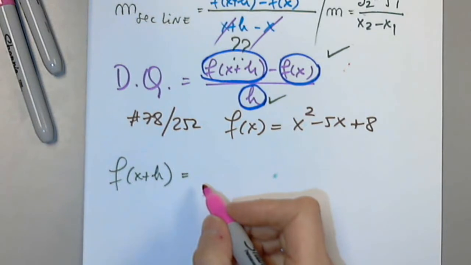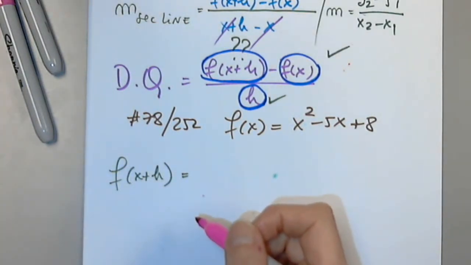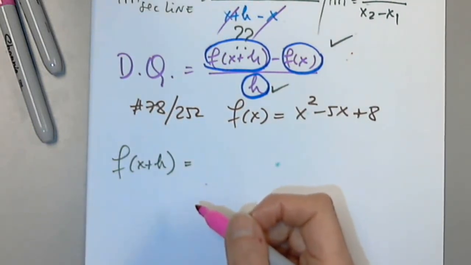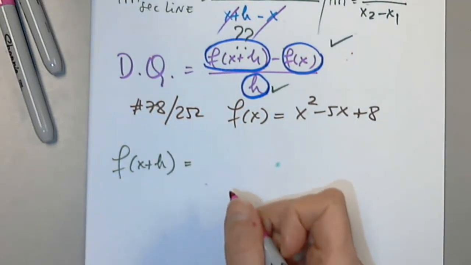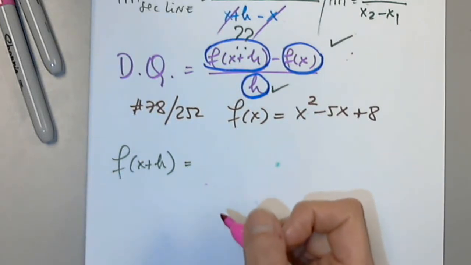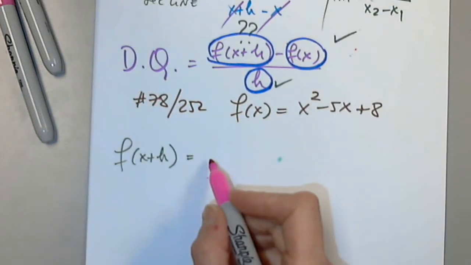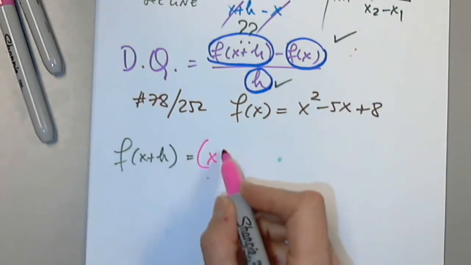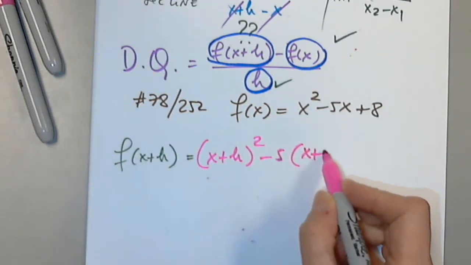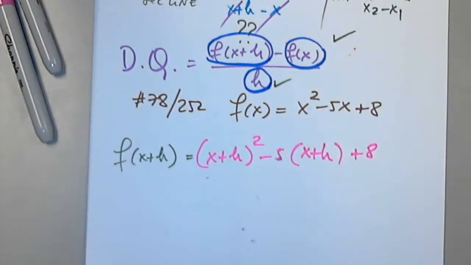Correct. So can anyone dictate other than Tom? Write down the answers. Parentheses x plus h squared, minus 5 parentheses x plus h, plus 8. Thank you, Eddie.